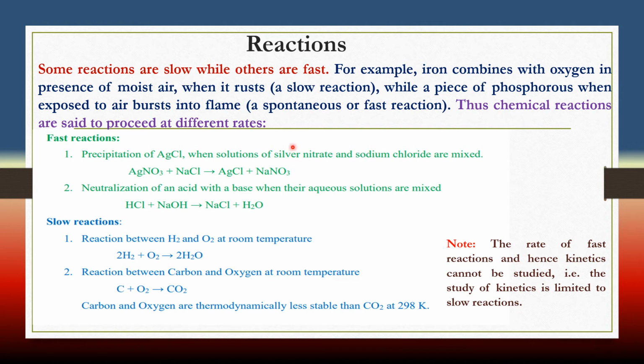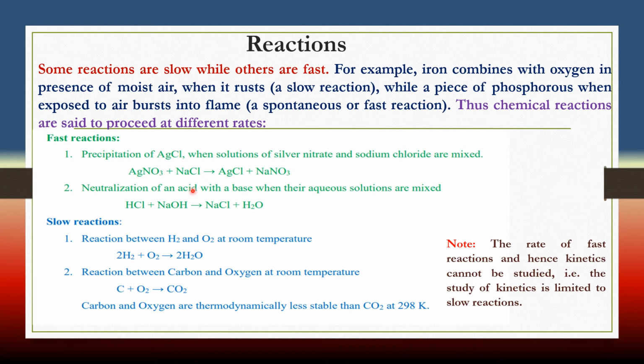Now we are going to talk about what kind of reactions can be considered under study when we are using chemical kinetics. According to that, some reactions are slow, some are fast. For example, the rusting of iron, where iron combines with oxygen in the presence of air, is a slow process or a slow reaction. While a piece of phosphorus, when exposed to air, bursts into flame, this is said to be a spontaneous or fast reaction. So chemical reactions are said to proceed at different rates.